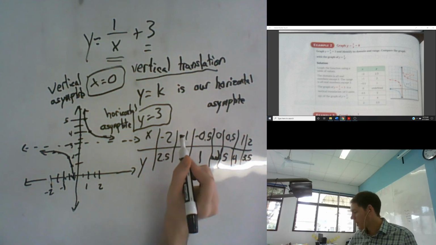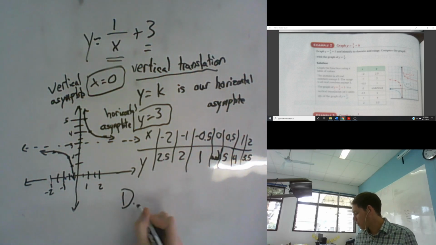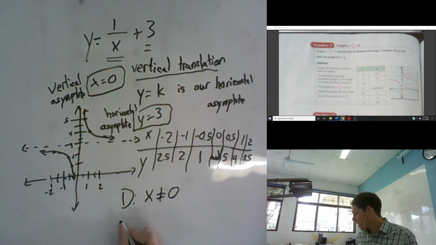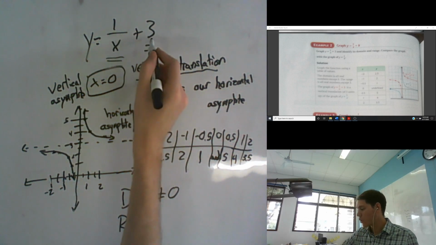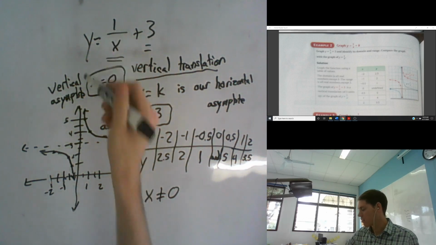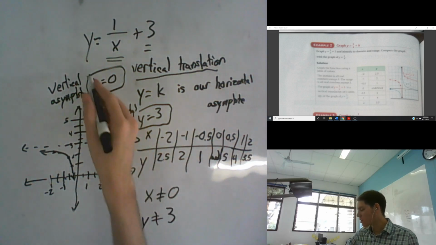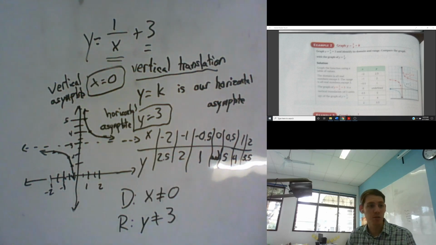Okay. What can our domain be? Our domain's all numbers besides 0. So domain is x does not equal 0, and our range is, well, y can't equal 3 because there's no number here. So y cannot equal 3. So notice our vertical asymptote is what's here. Horizontal is what correlates with here. Okay?